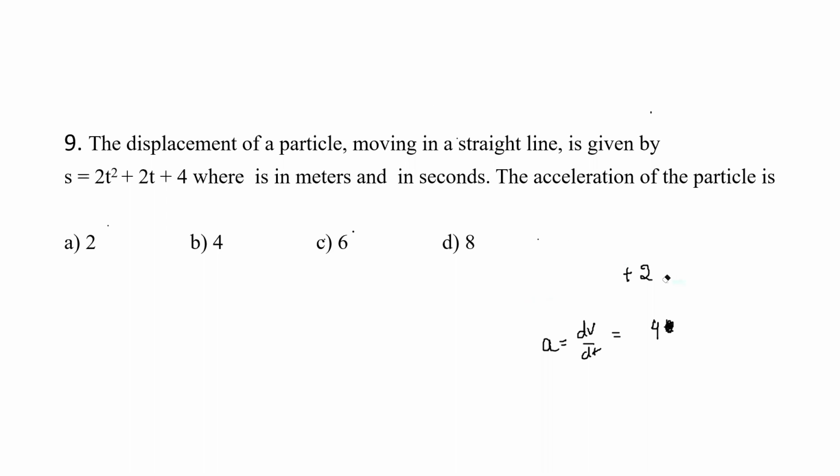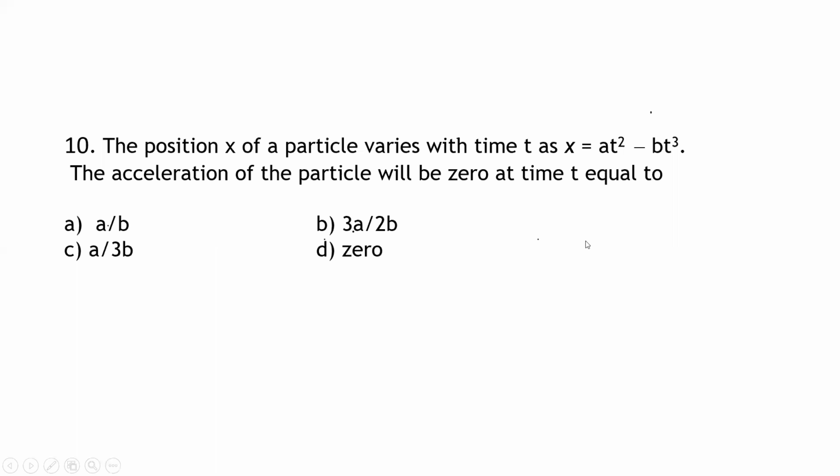Here we need to remember the differentiation mainly in this chapter. Then the next question and the last question of today's class. The position x of a particle varies with the time t as x is equal to at square minus bt cube. The acceleration of the particle will be 0 at time t equal to.